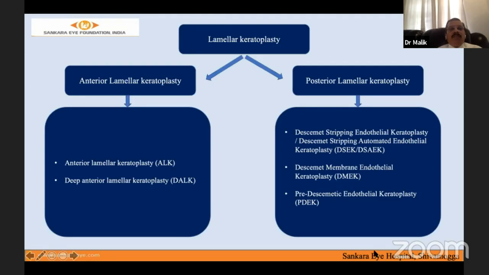In anterior, we have anterior lamellar keratoplasty, that is ALK, and deep anterior lamellar keratoplasty, that is called DALK. In posterior lamellar keratoplasty, we have DSEK and DSAEK, and DMEK, that is Descemet membrane endothelial keratoplasty, and pre-Descemet endothelial keratoplasty, that is called PDEK.